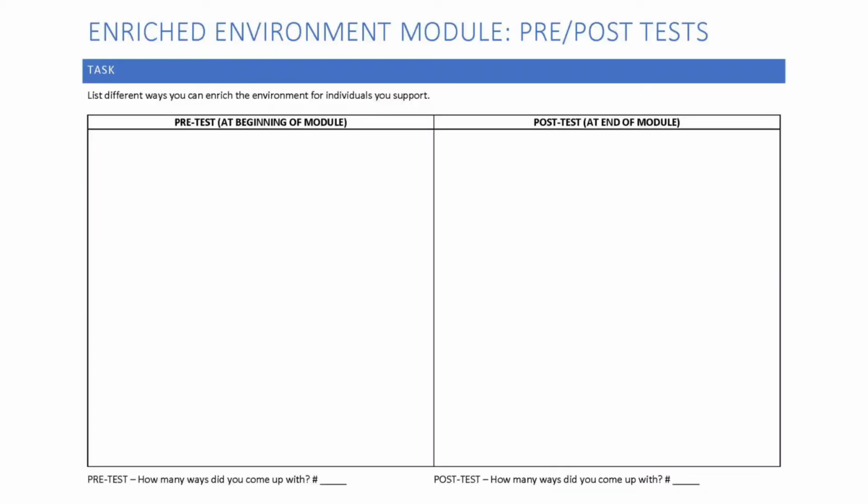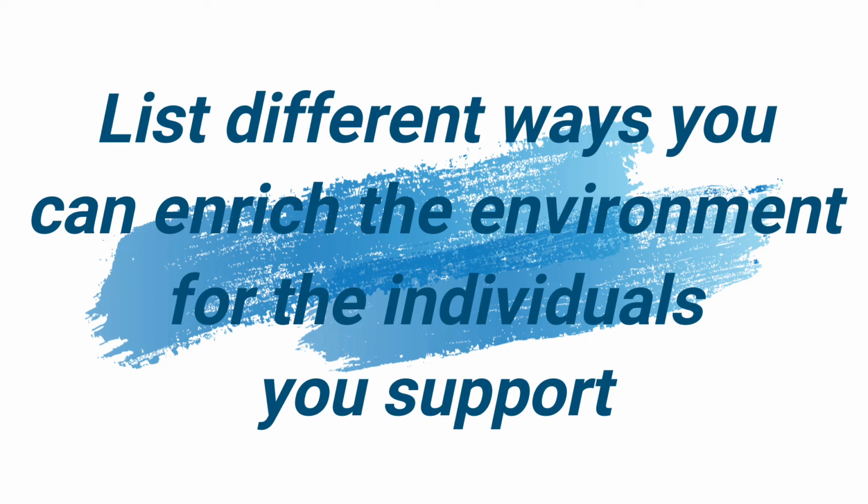Let's assess where your starting point is with this concept. Please take out your data sheet. Refer to the graphic for what the data sheet looks like and where you should write your answers. List different ways you can enrich the environment for the individuals you support. Write your response on your data sheet. You have 30 seconds.